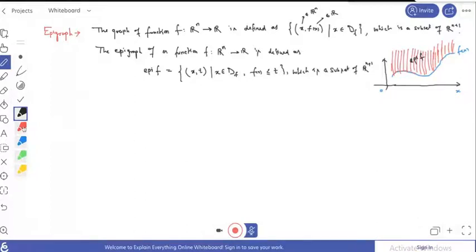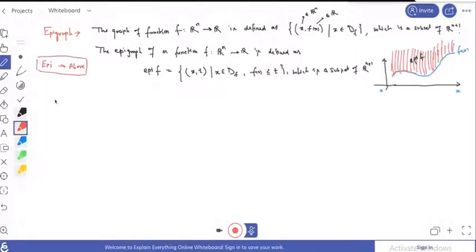Similarly, what is the meaning of epi? Epi means above. So the graph portion above the curve you are plotting is known as the epigraph. Epi means above, so that portion of the graph is known as the epigraph. Similarly, you can define the hypograph.